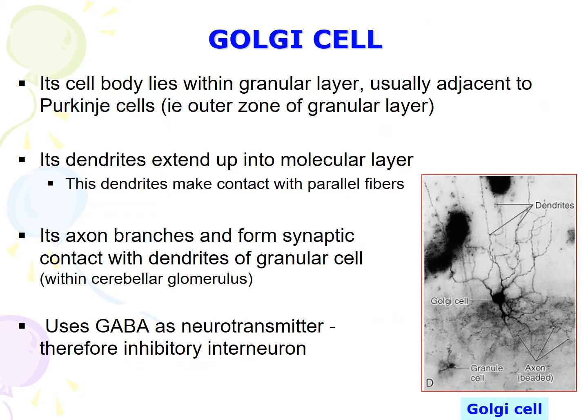The other neuron located in the granular layer is called the Golgi cell, which is normally located adjacent to the Purkinje cell. Its dendrite extends up into the molecular layer, where it makes contact with the parallel fibers. The axon branches and forms synaptic contact with the dendrite of granular cells to form the cerebellar glomerulus. This neuron uses GABA as neurotransmitter, so therefore this is an inhibitory interneuron.